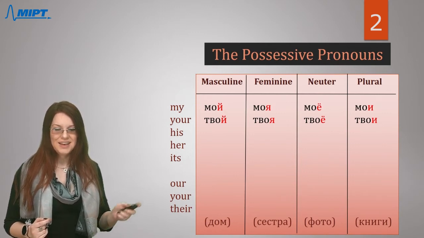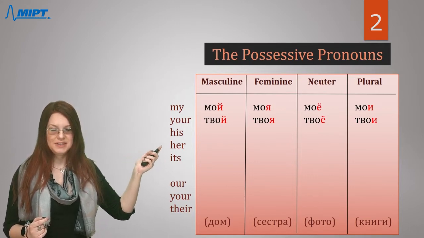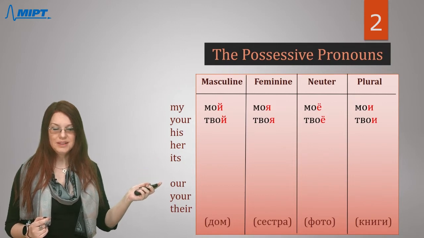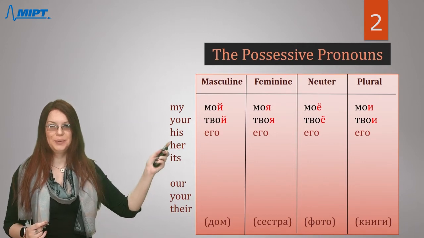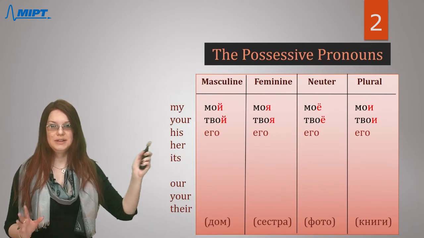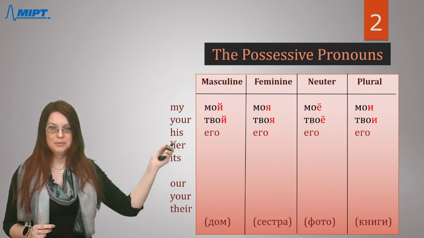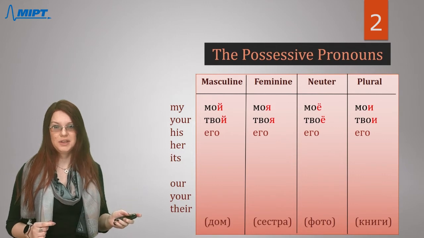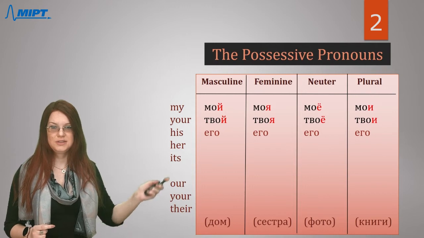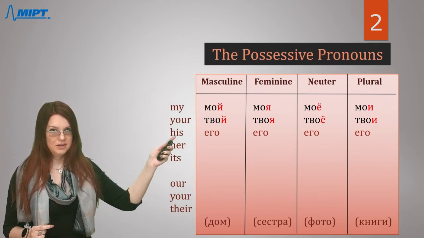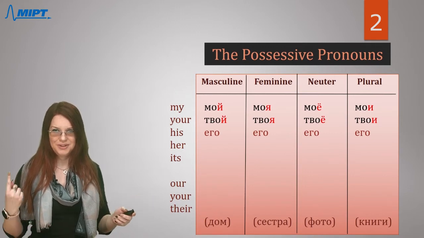That's it. And good news, my dear students, about these words, his, her, and its, these forms don't change. So, the form of the possessive pronoun doesn't depend on the gender or form of our noun. Anyway, it will be the same. You will say его. So, his house, его дом, his sister, его сестра, его фото и его книги. It's very easy. You need to memorize only one form.